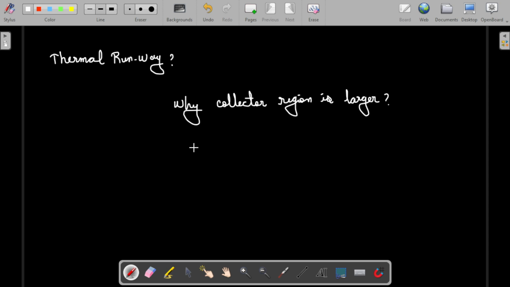Last class we discussed in detail the doping effect. The heavily doped region is the emitter, the moderately doped region is the base, and the collector is mostly lightly doped. The size of the collector will be larger, and the base will be very thin. Taking both into account, let's see what will happen.